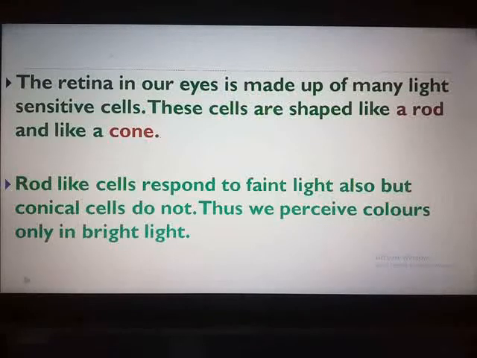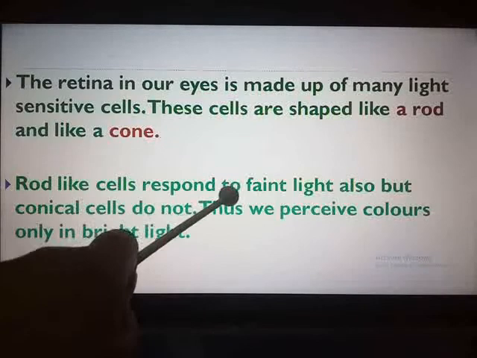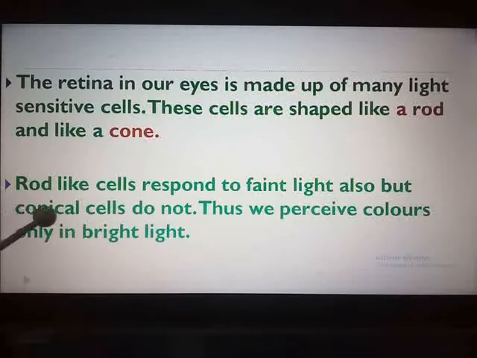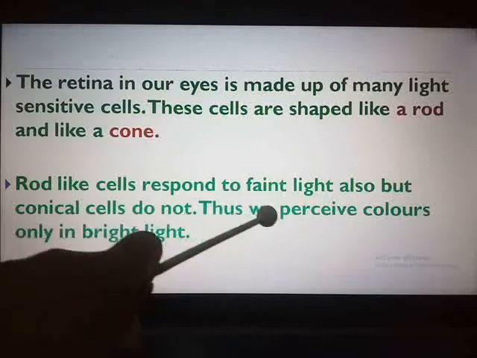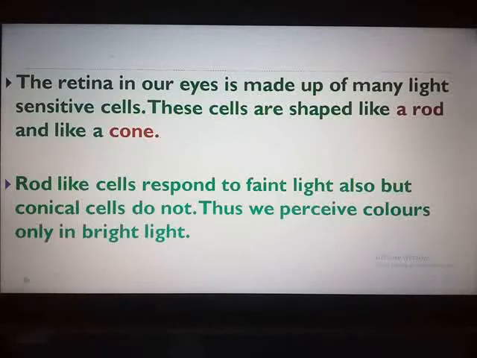What does the brain do? The brain processes all the information received and you are able to perceive the actual image of the objects. At the same time, rod-like cells respond to faint light also, but the cone-shaped cells do not, and hence we perceive colors only in bright light. This is a type of reason.